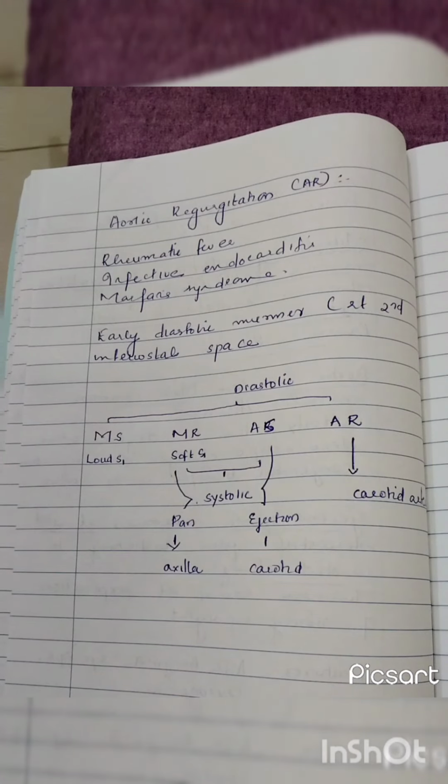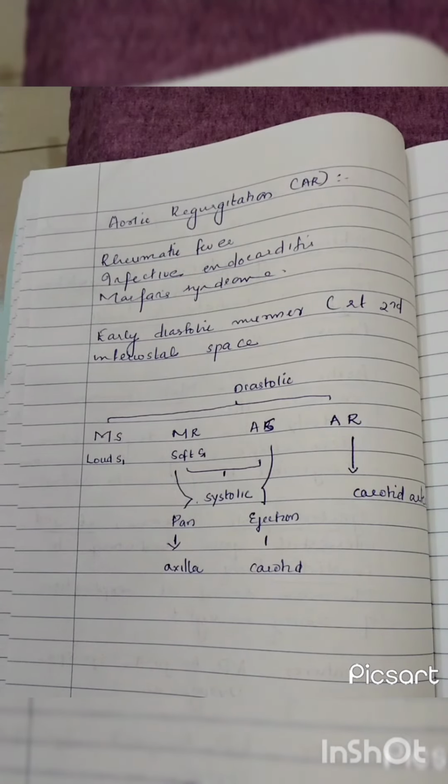Now, mitral regurgitation and aortic stenosis both have systolic murmur. In mitral regurgitation, it is a pansystolic murmur radiating to the axilla. In aortic stenosis, it is an ejection systolic murmur radiating to the carotid artery. So, diastolic murmur in mitral stenosis and aortic regurgitation, systolic murmur in mitral regurgitation and aortic stenosis. Loud S1 in mitral stenosis, soft S1 in mitral regurgitation.